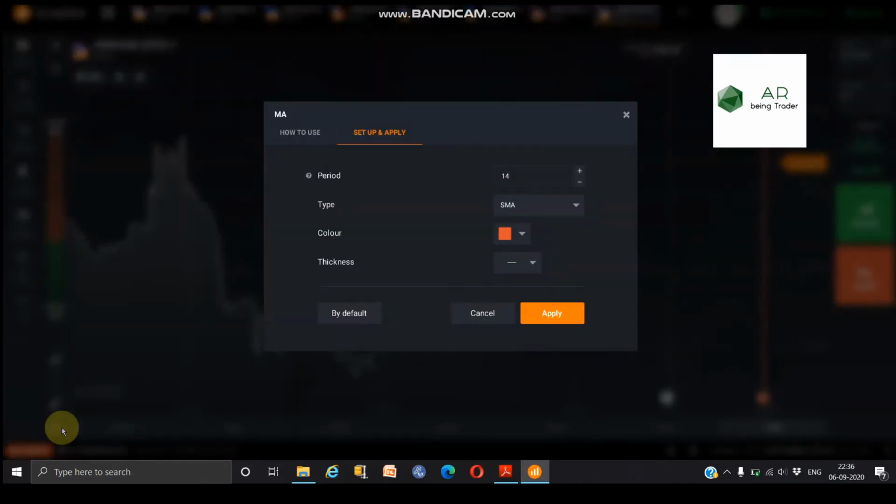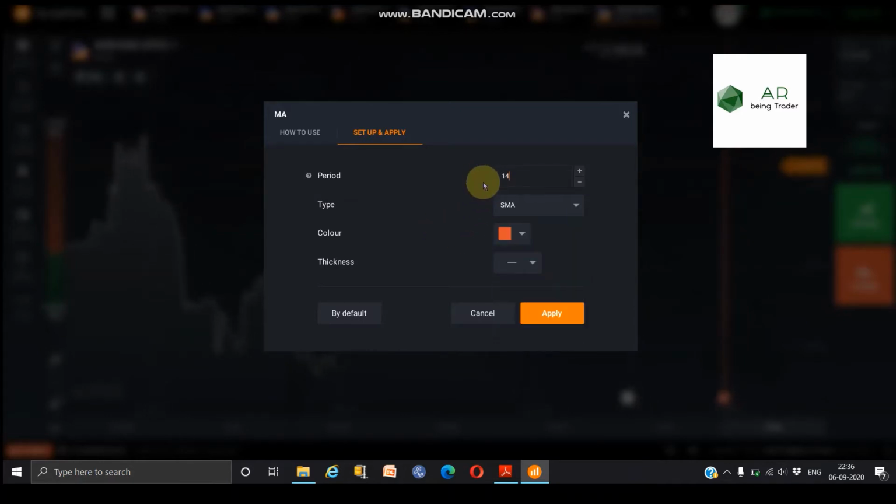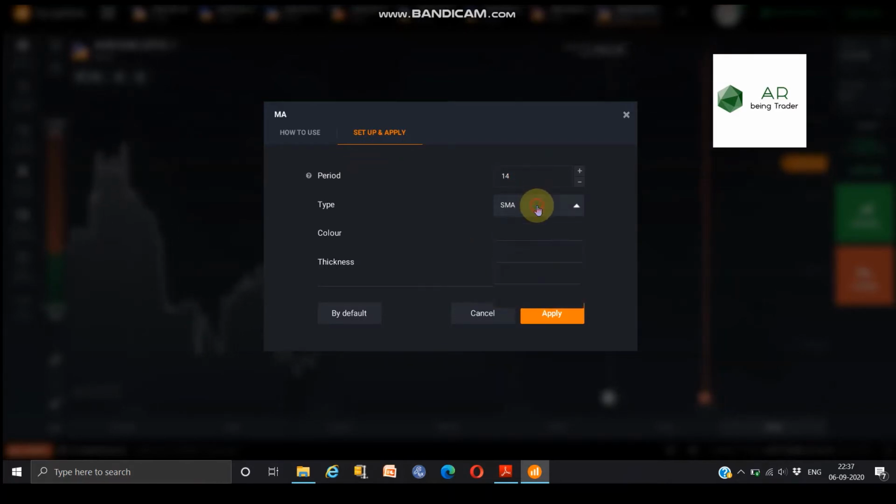You can see here in a type, SMA, EMA, WMA. There are some options, right? So what are these options? And now let us see what this period is. Let us see what moving average is totally. This is an EMA and SMA.